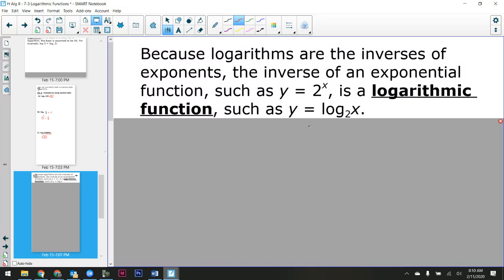Just like I did here, I switch x and y, and then what do I do? I resolve for y. How do I solve for an exponent? By taking a logarithm. So all I need to do is change this from exponential form into logarithmic form. Log base 2 of x is equal to y, and now it's resolved. So these two things are inverses of one another.